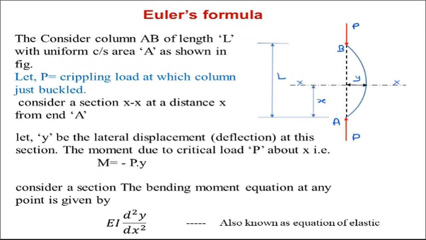Next, we will derive Euler's formula. Basically, we studied that Euler's formula is important for the long column, in which only buckling stresses or bending stresses are induced. So in the long column, we use Euler's formula or Euler's theory. Here the figure is drawn: you can see the vertical column AB, and there are compressive forces, we can say. Compressive loads are acting on both ends of the column, and because of this compressive load, the column is buckled or bent with a deflection.